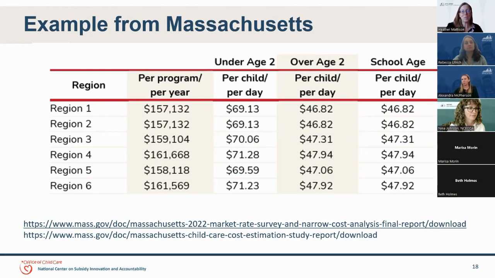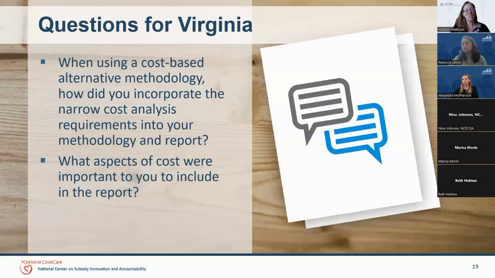Thanks. And I'm going to jump back to questions for Rebecca and Alex. First questions really are, how did you incorporate those components and those requirements into your methodology and in your report? And again, this might be a duplicative question for you, so feel free if it is not to answer, but what was important for you to include in the report? And I definitely heard salaries. So anything you want to add there? Yeah.